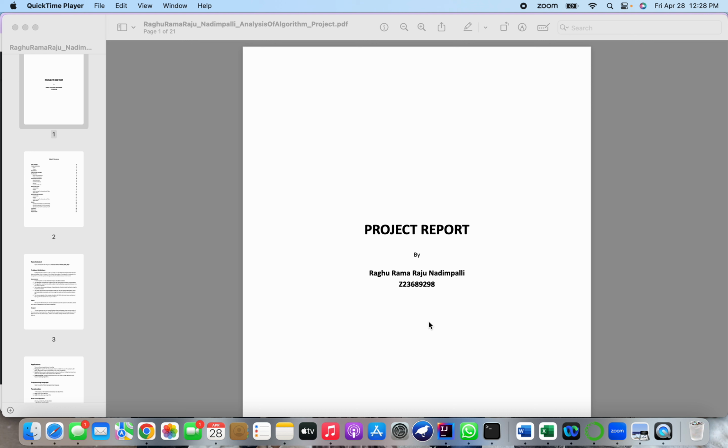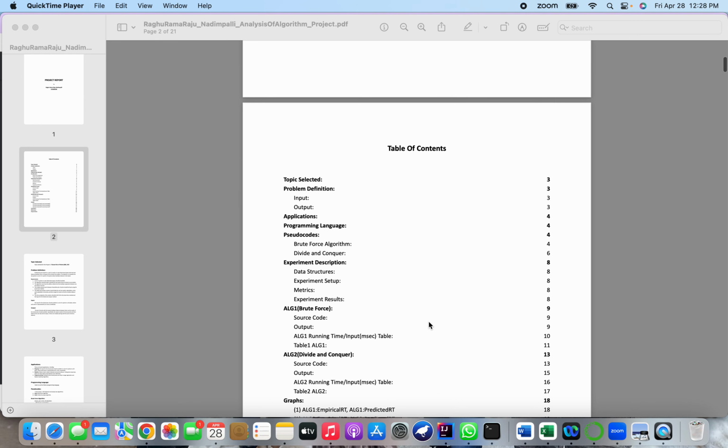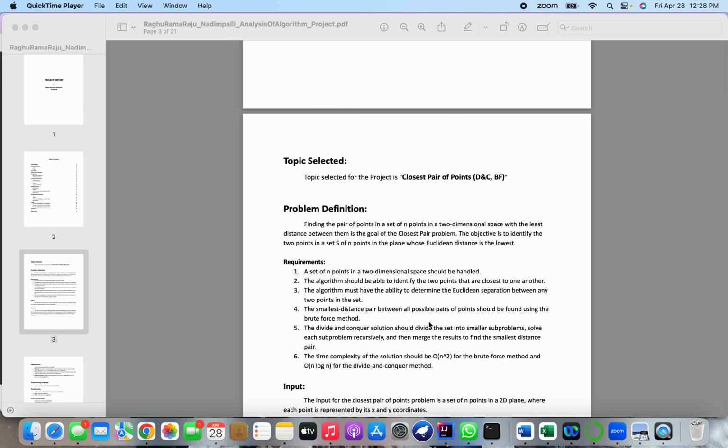And for this project, the topic I have selected is closest pair of points. So what exactly is the closest pair of points? This problem involves finding the pair of points in a set of n points in a two-dimensional space with the smallest distance between them. It is an important problem in computer science and mathematics, as it has many practical applications in various fields such as mapping, robotics, image processing, and more.